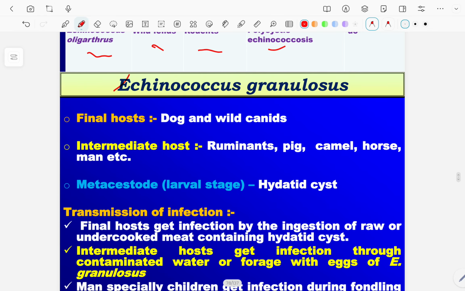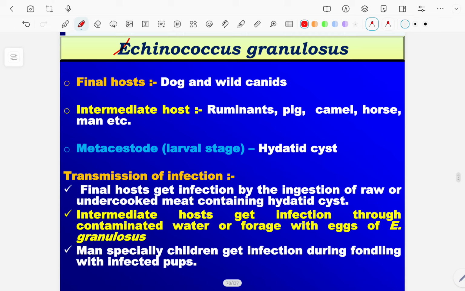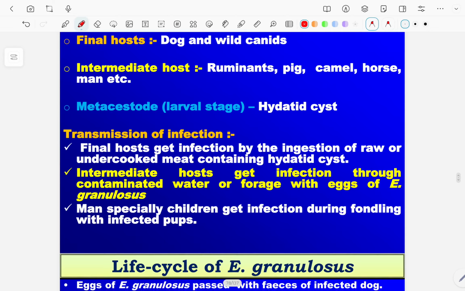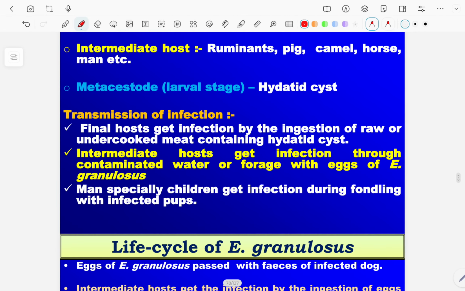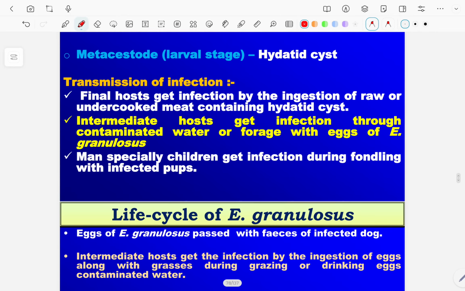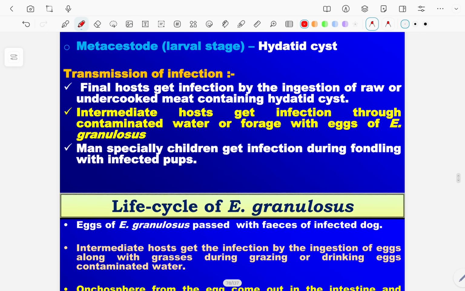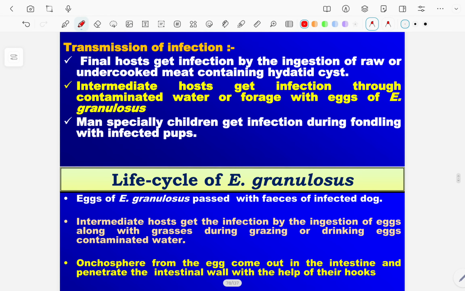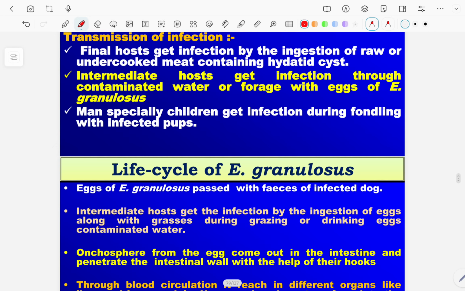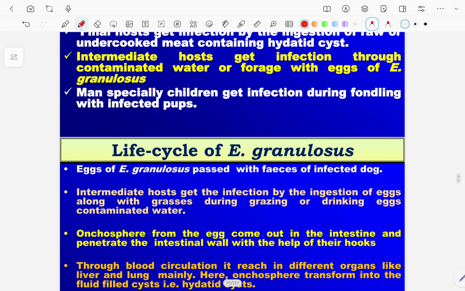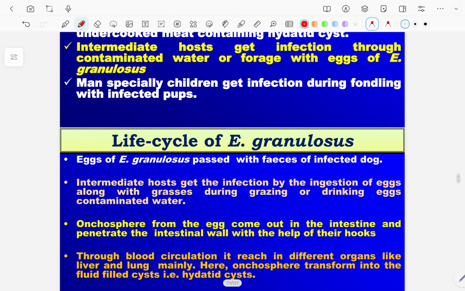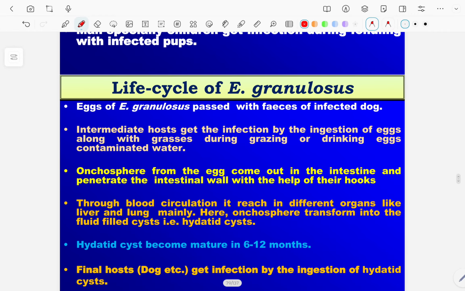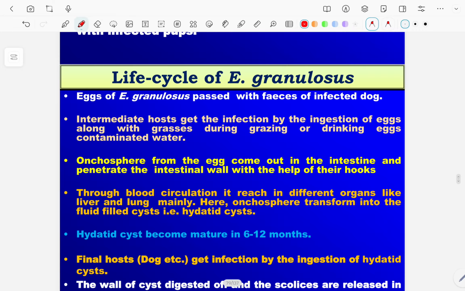Echinococcus granulosus: final host, dog and wild canines; intermediate host, ruminants, pig, camel; accidental host, man, etc. The metacestode larval stage is the hydatid cyst. Transmission of infection: the final host gains infection by ingestion of raw or undercooked meat containing hydatid cyst. The intermediate host gets infection through contaminated water or forage with eggs of E. granulosus. Men, especially children, get infection during fondling infected pups.